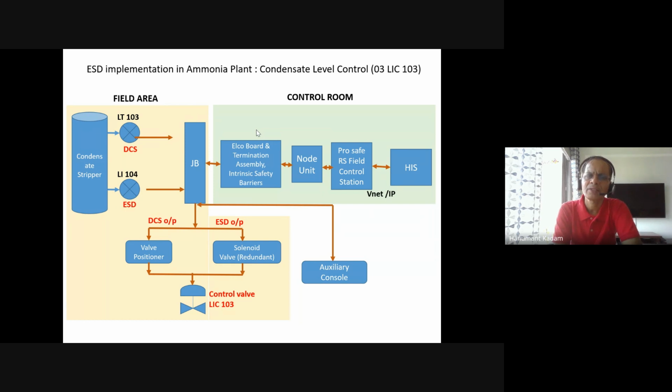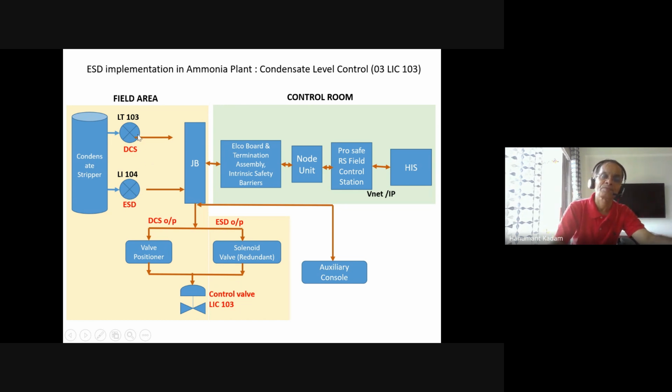In the ammonia plant, we have a condensate level control loop, 03 LIC 103, and this condensate level control is very critical in the ammonia plant. There are two systems: one through DCS control, and another is the emergency shutdown system control. You can see the condensate stripper, process equipment, and there are two transmitters for level control, LT103 and LI104. Both transmitters monitor the level.